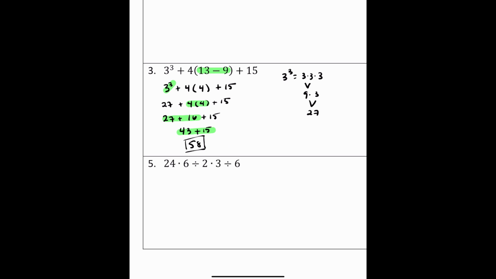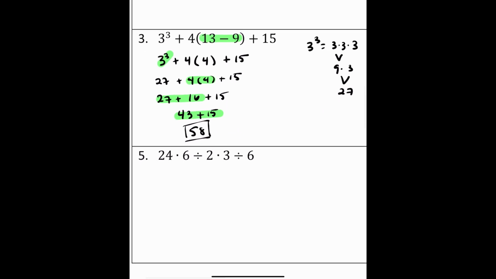Alright, so number 5, we have 24 times 6 divided by 2 times 3 divided by 6. So I see multiplication appears before division, so I can go ahead and multiply 24 times 6. 24 times 6 is 144. Divided by 2 times 3 divided by 6.